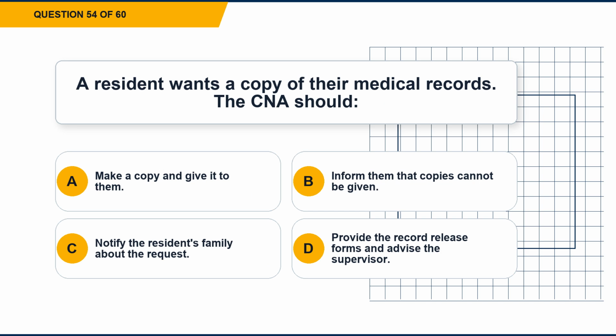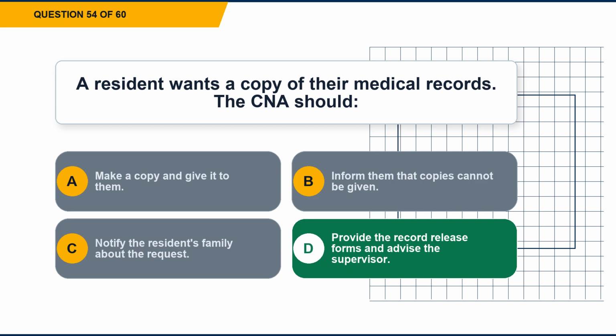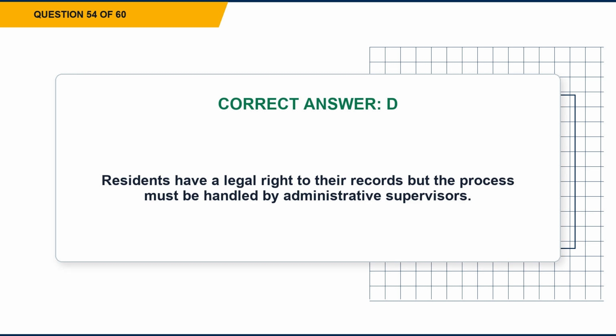Question 54. A resident wants a copy of their medical records. The CNA should: Option A. Make a copy and give it to them. Option B. Inform them that copies cannot be given. Option C. Notify the resident's family about the request. Option D. Provide the record release forms and advise the supervisor. The correct answer is option D. Provide the record release forms and advise the supervisor. Explanation. Residents have a legal right to their records, but the process must be handled by administrative supervisors.